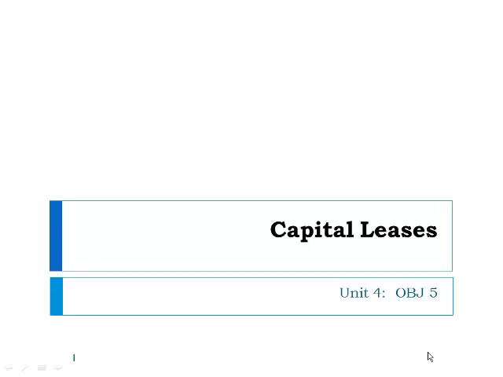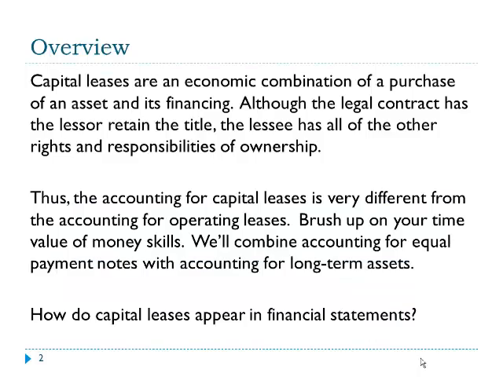Welcome to Objective 5 in Unit 4 of Accounting 3310 on capital leases. Capital leases are an economic combination of a purchase of an asset and its financing. Although the legal contract has the lessor retain the title, the lessee has all of the other rights and responsibilities of ownership. Thus, the accounting for capital leases is very different from the accounting for operating leases.